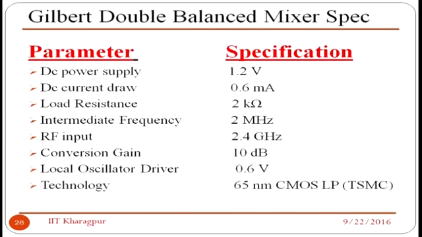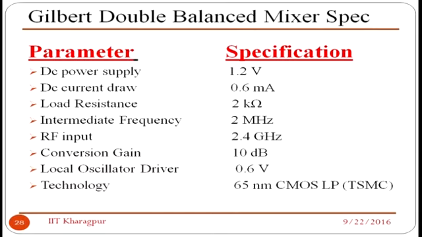Now I am coming to the mixer design. My supply voltage is 1.2 volt using 65 nanometer design. DC current is 600 microampere. Load resistance is 2 kilo ohm. Intermediate frequency is 2 megahertz. It's a very practical design. 2 megahertz means your GSM phone is fine. One channel is 2 megahertz spacing.